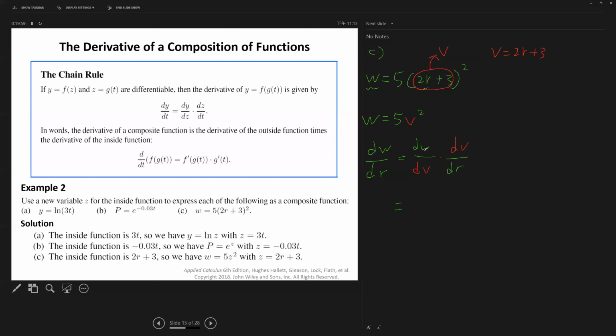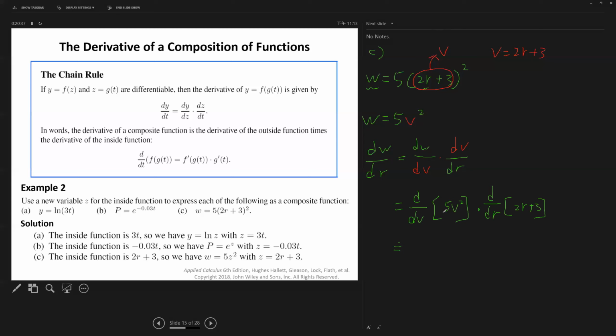All right, so let's see. First, we need to take the derivative of 5v squared with respect to v and multiply by the derivative of v, which is 2r plus 3 with respect to r. Remember that the variable in the denominator represents the variable we are taking the derivative with respect to, meaning the variable the rule is applied to.